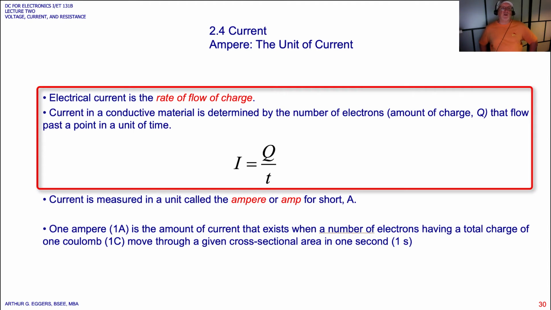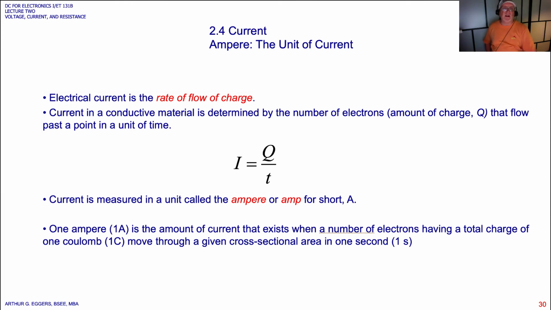So electrical current then is a rate of flow of charge. Current in a conductive material then is determined by the number of electrons, the amount of charge that flows past a given point in a unit of time. So now we have a rate. Anytime you see time in the denominator, we've got a rate. So current is clearly a rate where voltage was not. Voltage was energy per coulomb. Now we've got charge per unit of time.